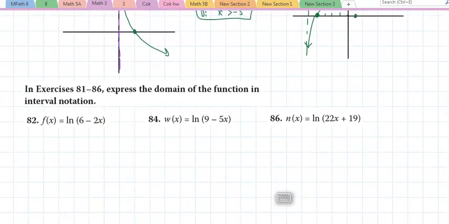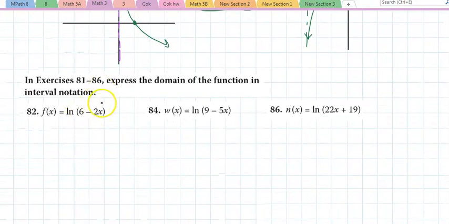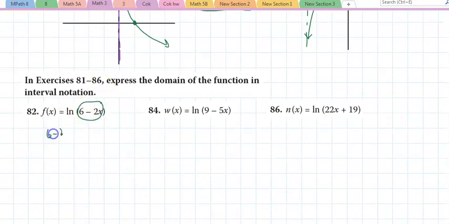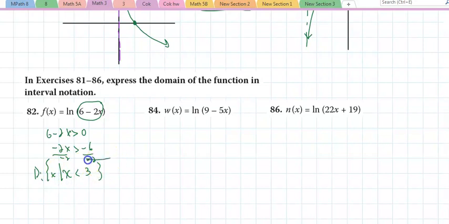Let's find the domain. Whatever you take the log of, ln is a log, whatever you take the log of must be bigger than 0, it can't equal 0. Which means now, anytime you start the problem with an even index radical, anytime you start the problem with a fraction, and anytime you start the problem with a log, you have to check your answers. So negative 2x is bigger than negative 6. What happens when you divide by a negative? So you would say the domain would be x such that x is less than 3.